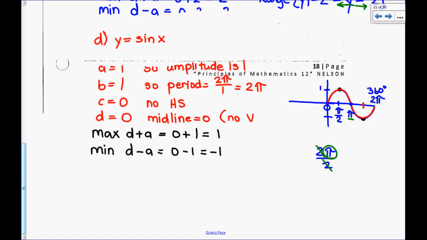3 pi over 2, yes. I hope you got that. And then of course this 2 pi is the same thing as saying 4 pi over 2, which if you divided the 2 in the numerator and denominator, you'd have 2 pi, right? And that's how we got this number right here.